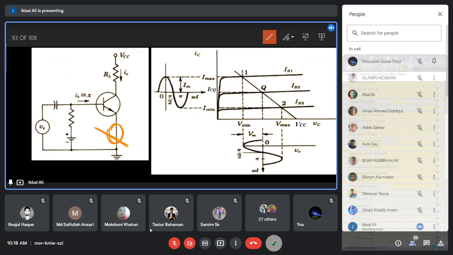Suppose 100 ohm, 50 ohm. This may be the order of the emitter resistance when you design the practical circuit. That will not be a very high value. That low value is required. That is why this emitter resistance is absent here, because we are dealing with the ideal circuit.